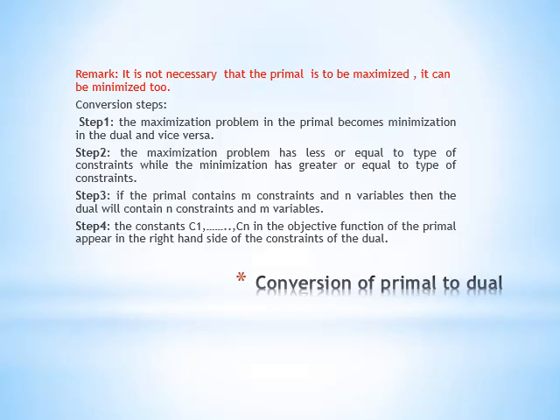Step 2. We know that the maximization problem has less than or equal to type of constraints.